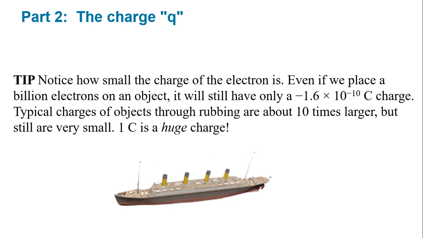Moving on. Okay, tip. Notice how small the charge of an electron is. Even if we placed 1 billion electrons on an object, and let's not beat around the bush, 1 billion is a lot, people.